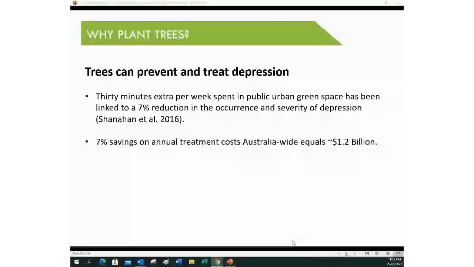Exposure to urban greenery can prevent and treat depression. This was a large-scale study conducted in Brisbane, and if the results of that study in Brisbane extrapolate to the whole of Australia, 30 minutes extra exposure to urban green in your street or in your park can reduce expenditure on depression by 7%, which is over $1 billion a year. So a little bit extra green in the cities doesn't hurt.